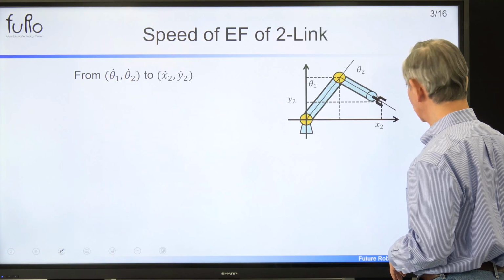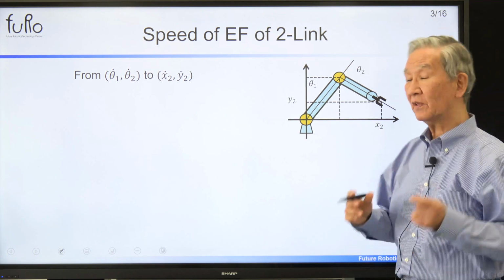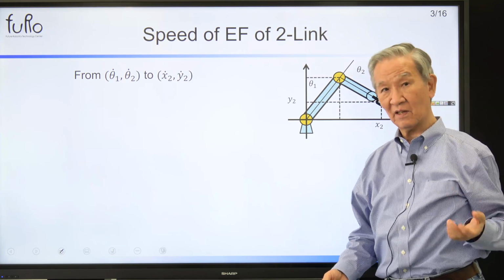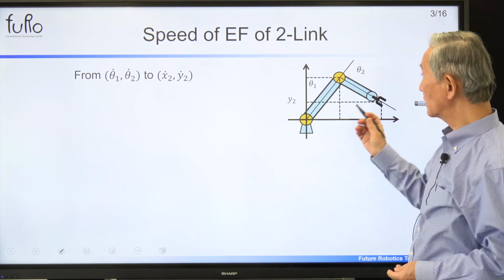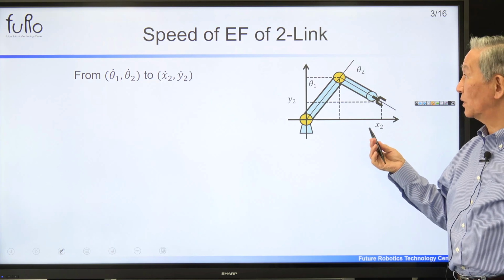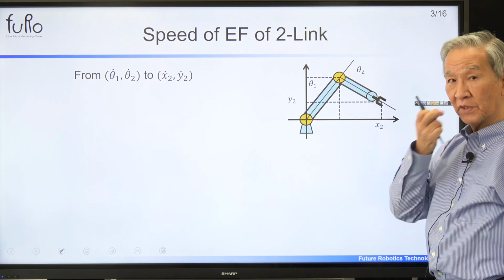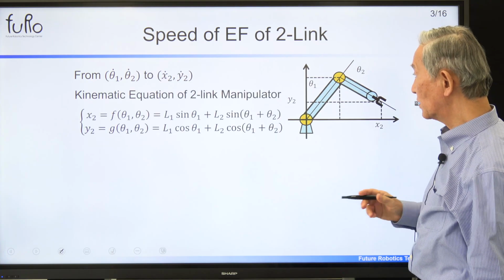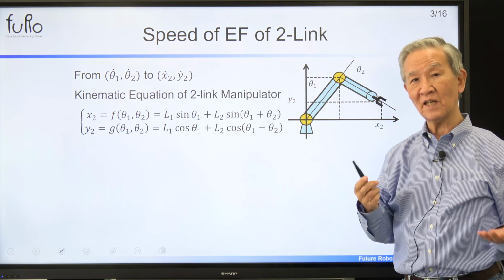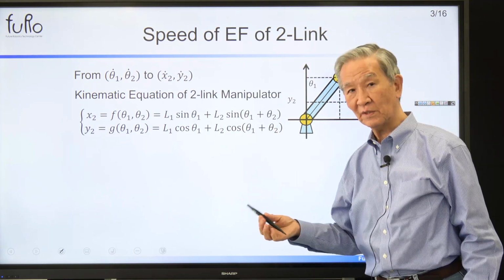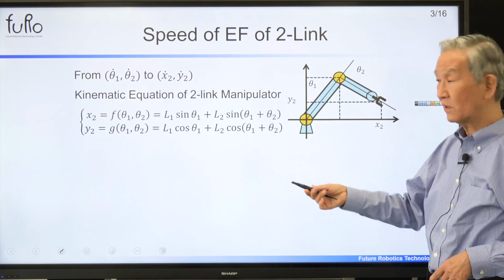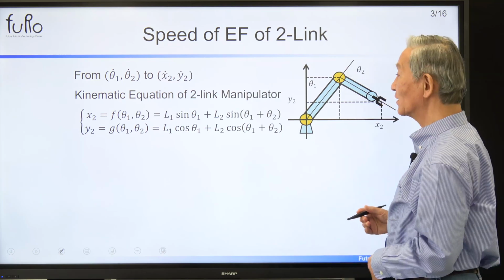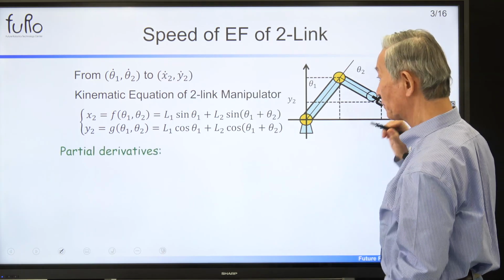To look at a more detailed description of what the partial derivatives are, we'll take a look at this solid example of a two-link manipulator. We already know the equation for that two-link manipulator, and we'll use that particular equation. Last time we used a general equation, but this time we'll use the solid equation, which we derived a long time ago. All right, so let's start computing.